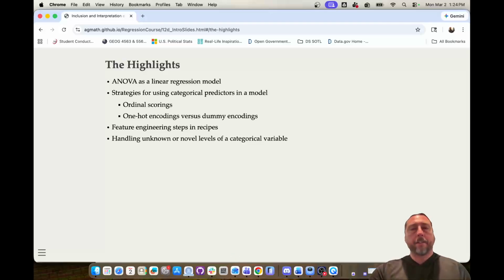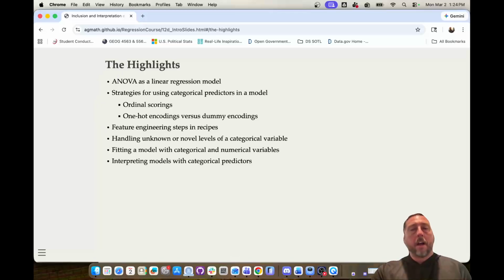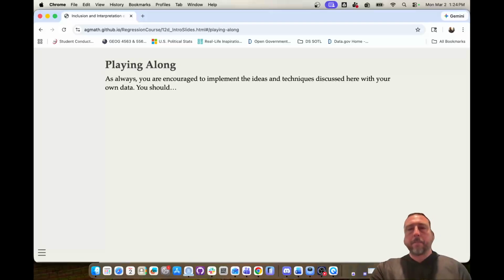So novel levels means new, previously unseen levels. We'll look at fitting a model with categorical and numerical variables in it. We'll interpret that model, and then we'll kind of leave it there. I'll show you a few more things that you can do with that model once you have it, including making predictions, plotting predictions, including confidence intervals and prediction intervals like we've seen before. So let's get started.